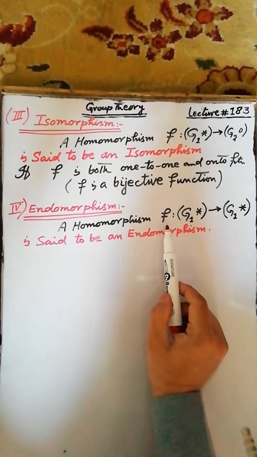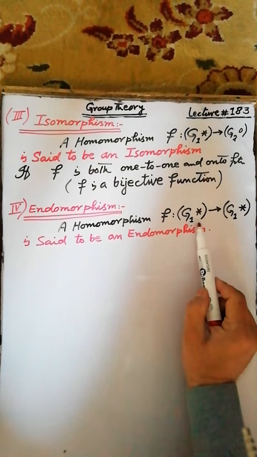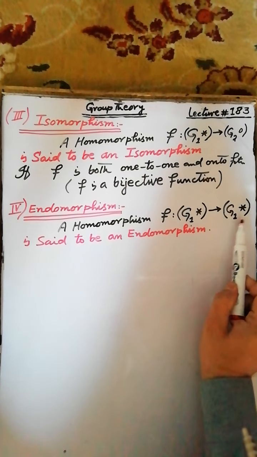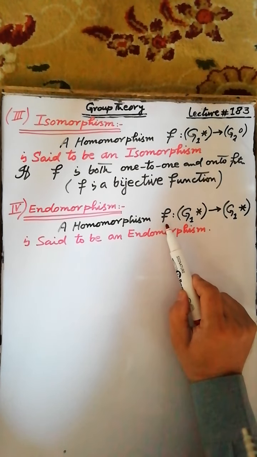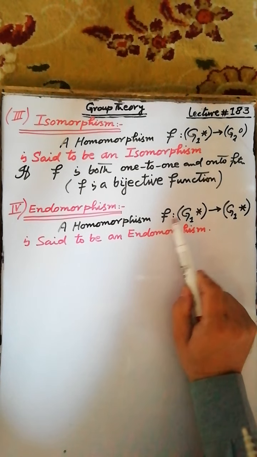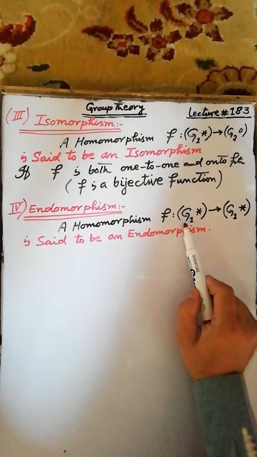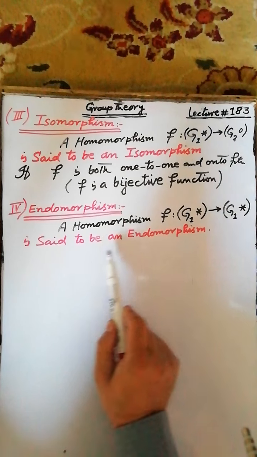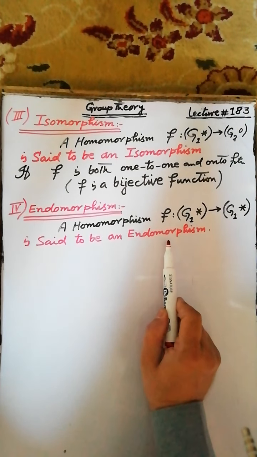Endomorphism. A homomorphism function f from the group G1 to the group G1 under the binary operation star, that is, a homomorphism f from the group G1 to itself, is said to be an endomorphism.